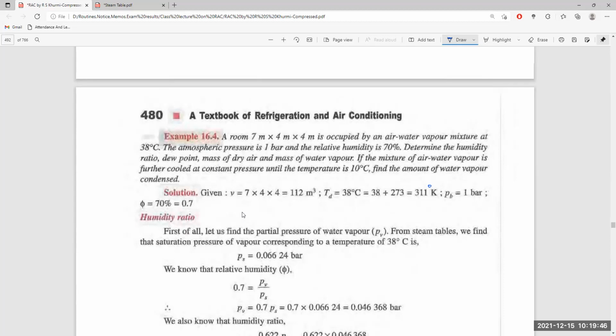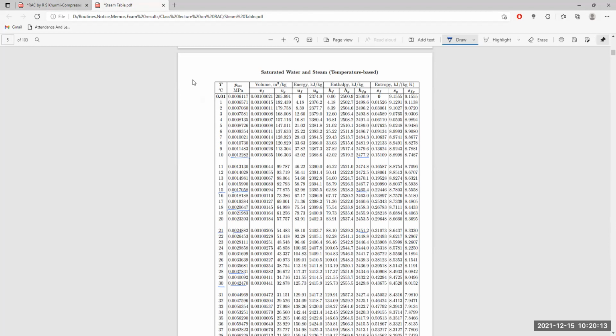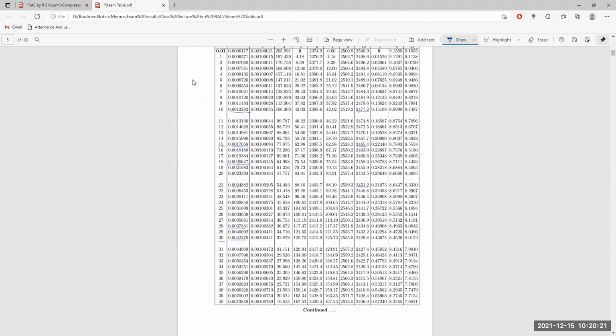First of all, the humidity ratio. Let us find the partial pressure of water vapor from the steam table. We know the saturation pressure of water vapor at the dry bulb temperature, dry bulb temperature is given as 38 degrees centigrade, that is 0.06624 bar.